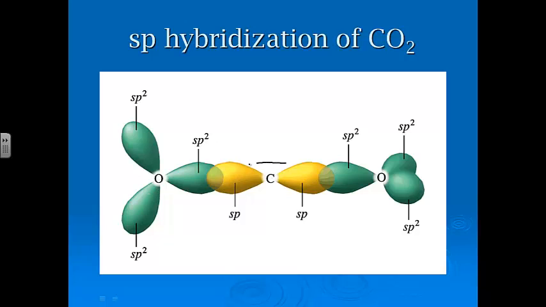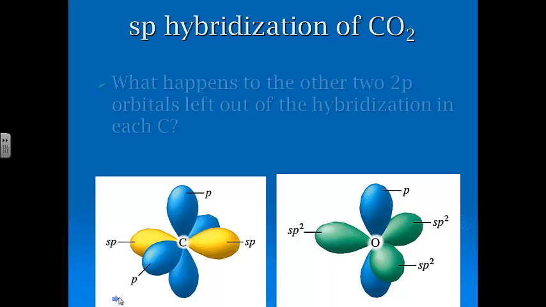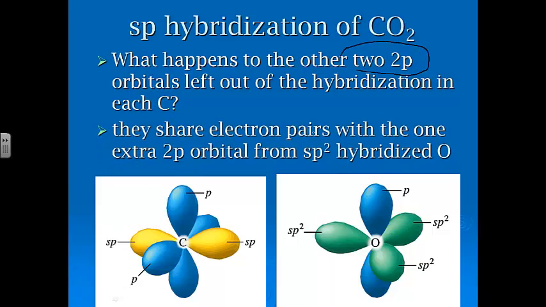Now we've got to look at it a little bit differently, because these carbons are both going to be sp. Oxygen needs to do sp2 because it's also going to have to react with all three of its p sections. So if we look at carbon dioxide, the other two 2p orbitals left out are going to create some of these pi bonds that we saw before. They're going to share electron pairs with the one extra 2p orbital from the oxygen.